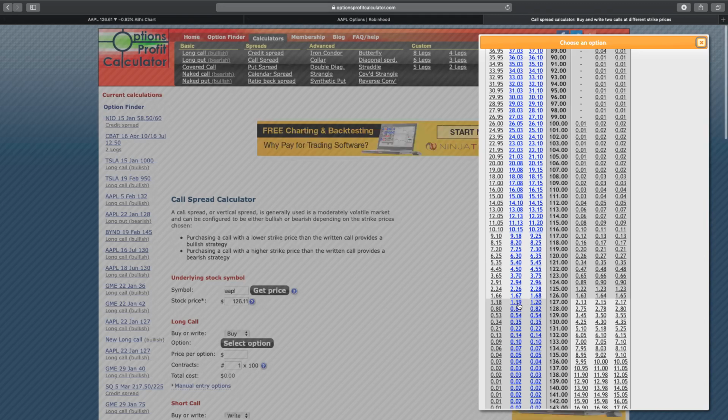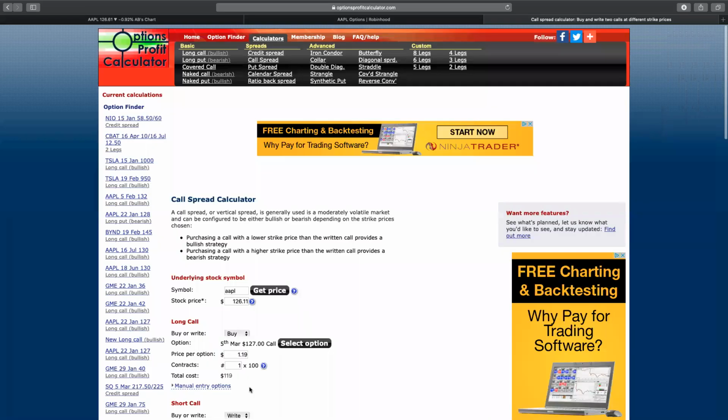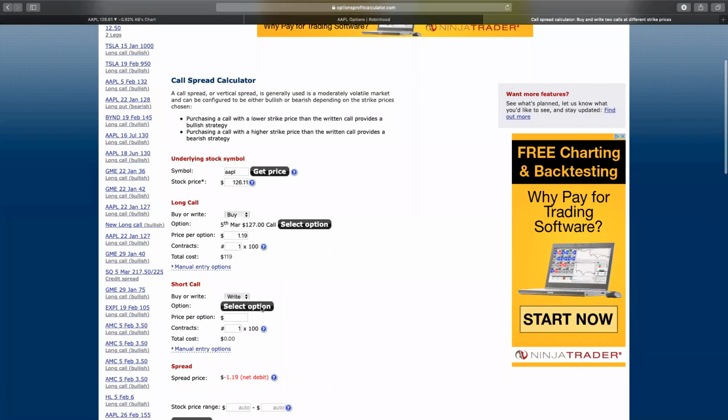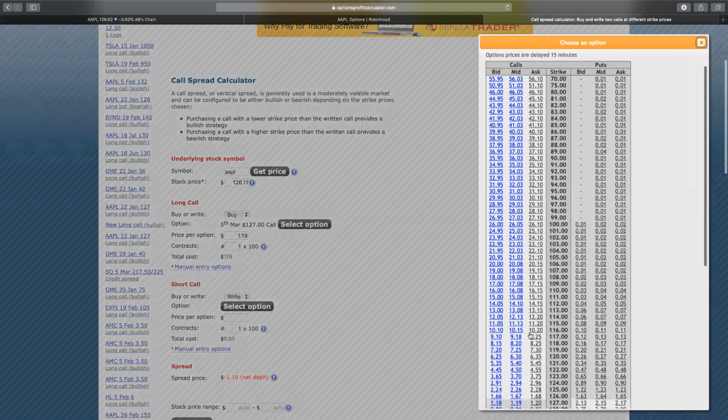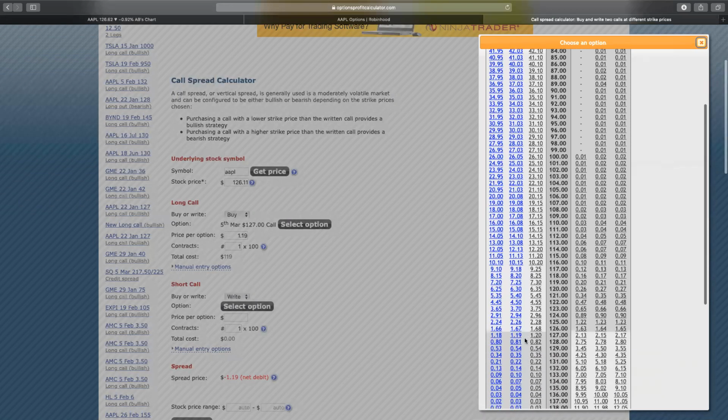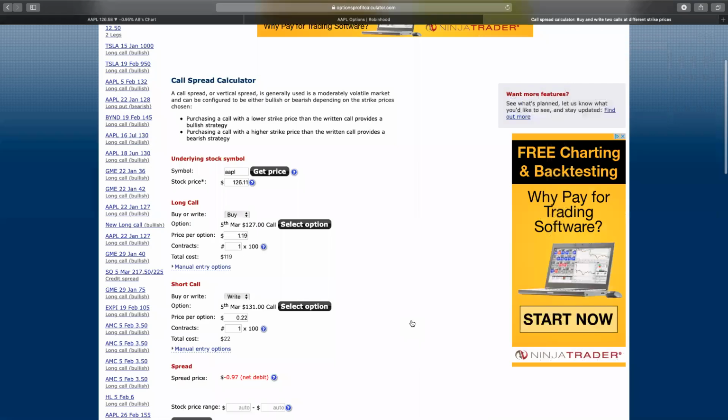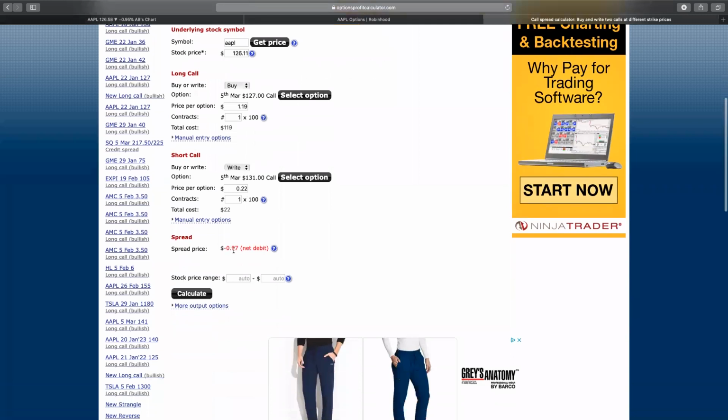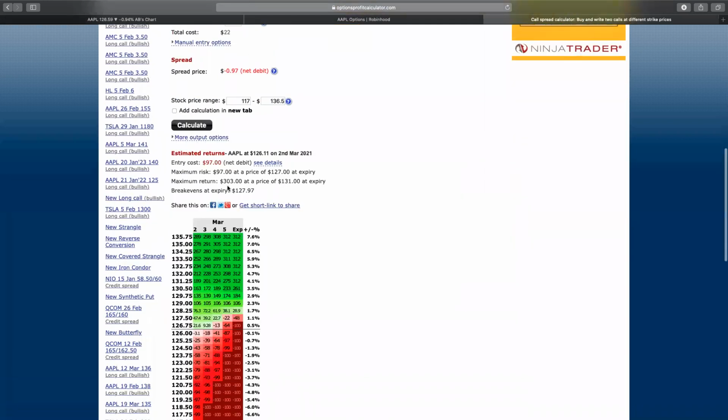So we're going to buy a call in the money, and then we are going to write or sell out of the money. Let's do one. Okay, so we're buying a 127, we're selling a 131. Our debit is $97. Calculate.